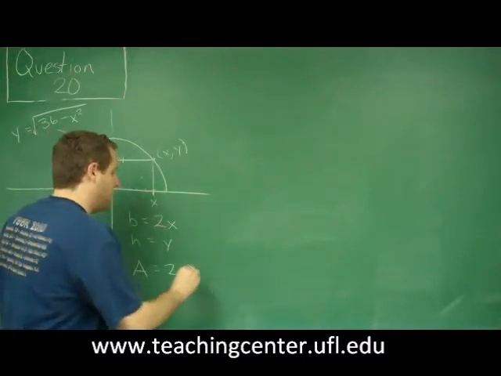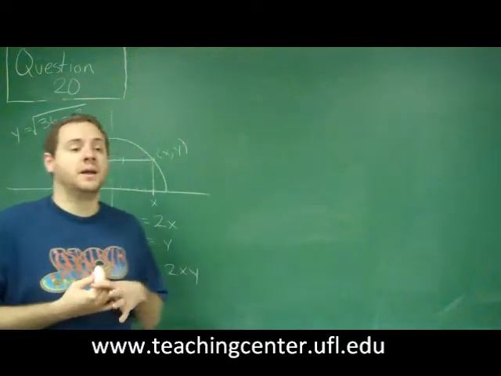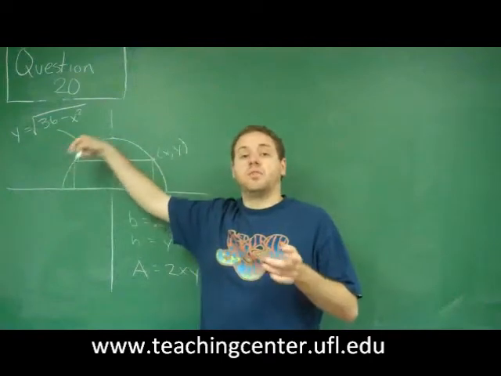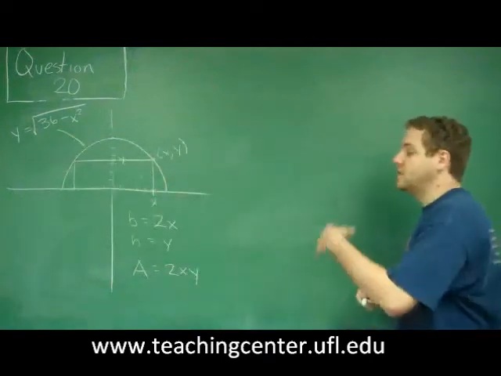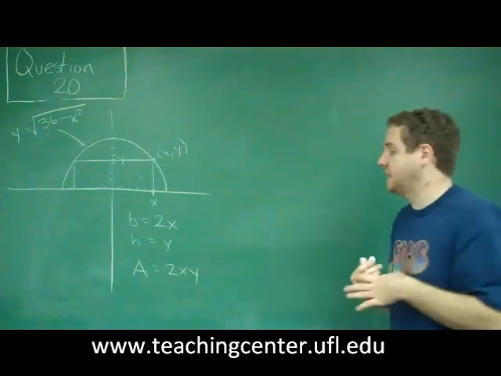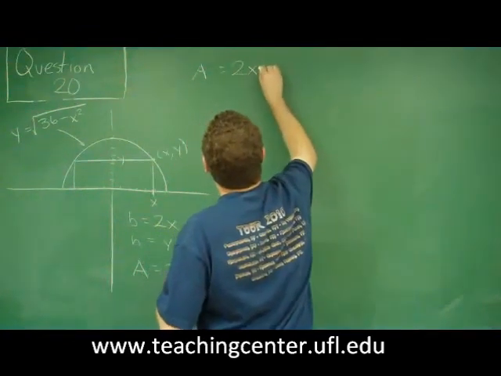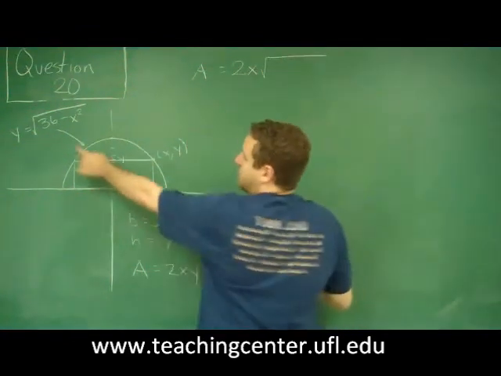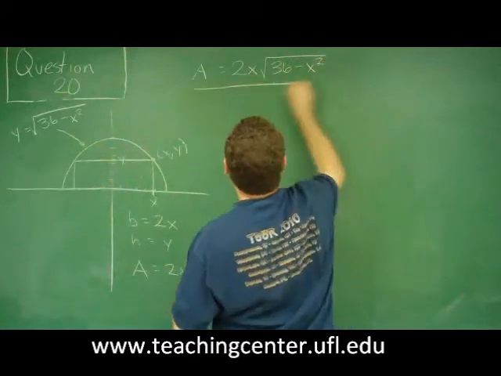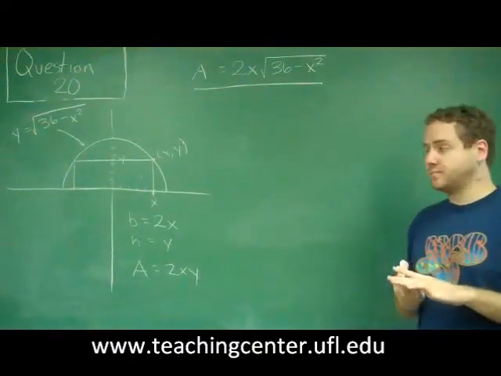Now that is not a function of x, so we need to make it a function of x, meaning we need to do something with the y. Thankfully we can, because we know that y is equal to square root of 36 minus x squared. So we can just substitute that entire expression for y, and then we'll only have x's, which is exactly what we wanted, which would give us that our area is 2x, and now instead of y, we write that root 36 minus x squared. And that is the area of that rectangle for any given x.